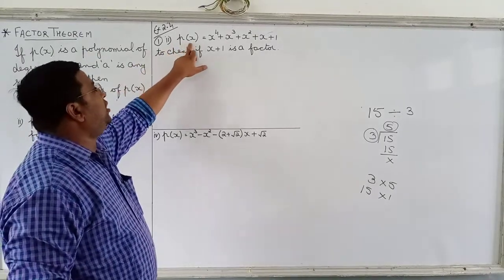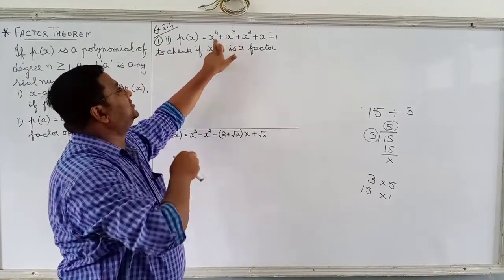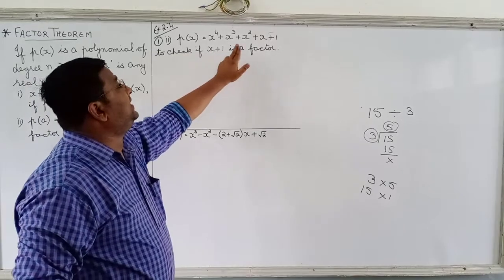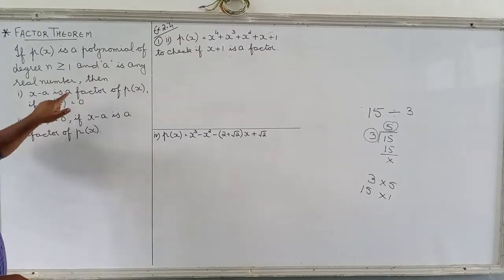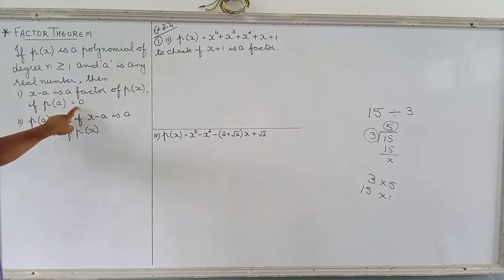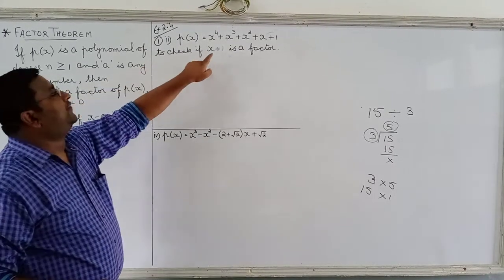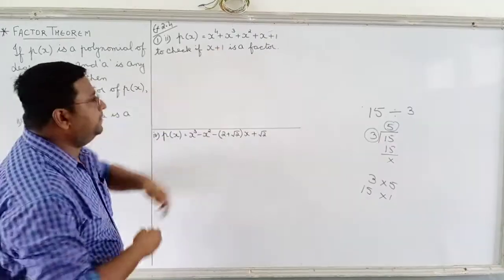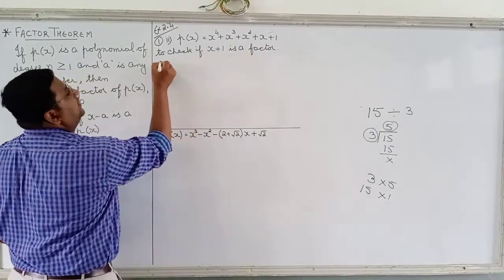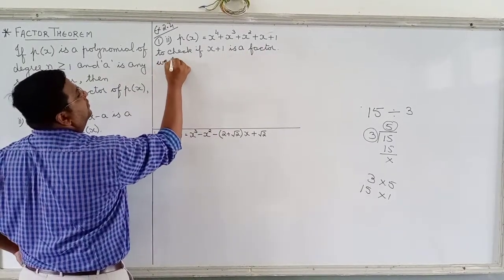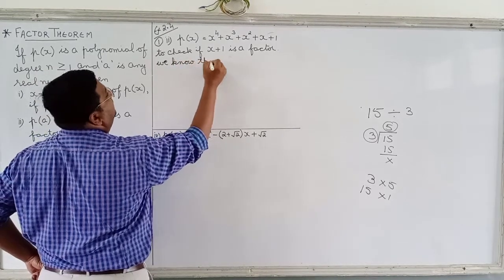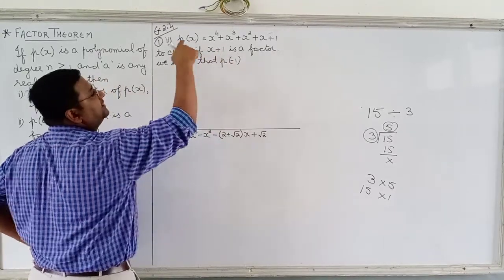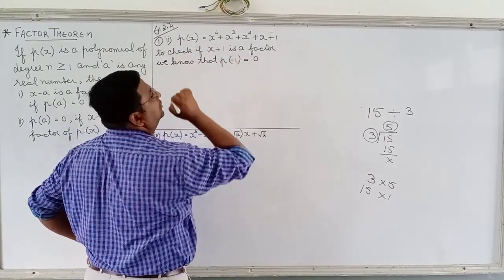We can see that p of x is x to the power 4 plus x cube plus x square plus x plus 1. We need to check if x plus 1 is a factor. When x plus 1 is a factor, the remainder is 0. Minus 1 is a real number. To check if x plus 1 is a factor, p of minus 1 must be equal to 0.